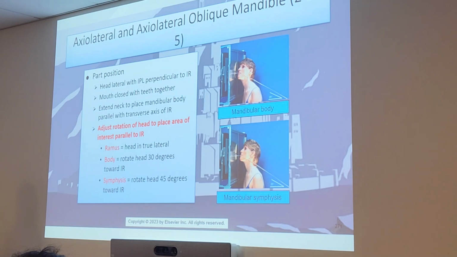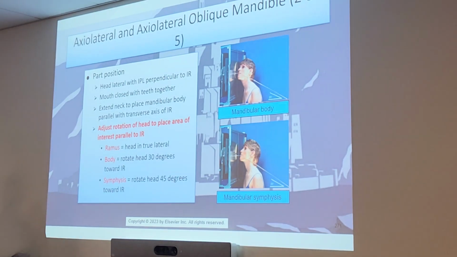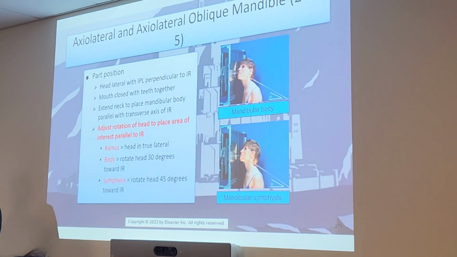If I'm interested in the ramus, I'm just putting the head in a true lateral. That's all I'm doing, first of all. We're not talking about angle yet. This is the rotation of the head. Ramus is going to have the head in a true lateral. Body, we're going to rotate the head 30 degrees towards the IR. Symphysis, we're going to rotate the head 45 degrees towards the IR.